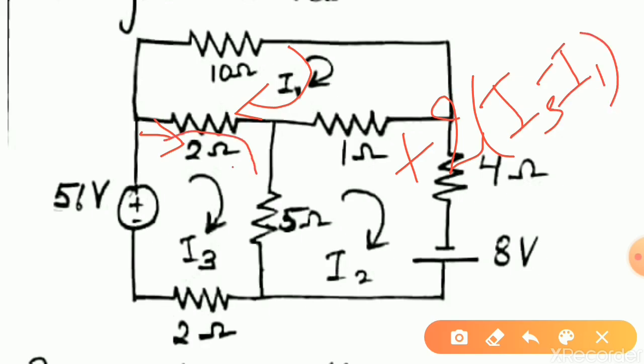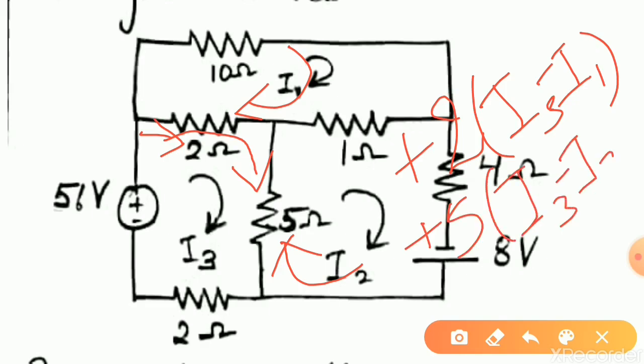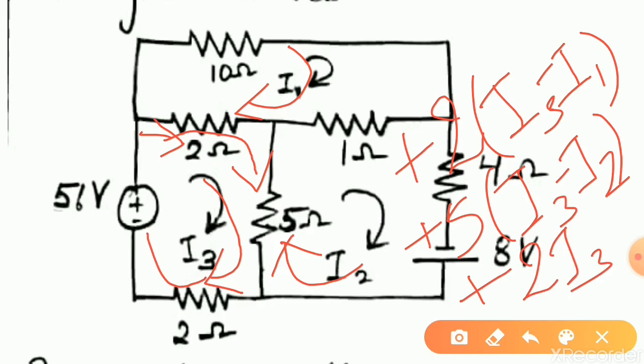When current continues flowing and comes to the 5 ohm resistor, it has I3 entering the 5 ohm as major current, and we have neighboring current I2. The directions of current entering the 5 ohm are opposite, so we have plus 5 into (I3 minus I2). And when current I3 comes to the 2 ohm resistor, it has no neighboring currents with it, so we simply write plus 2 into I3. When it continues flowing to the 56 volt source, it enters at the minus terminal, so we have minus 56 is equal to 0.